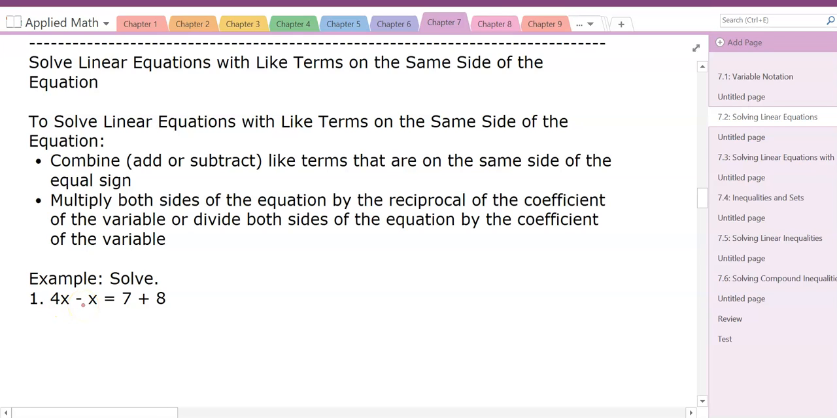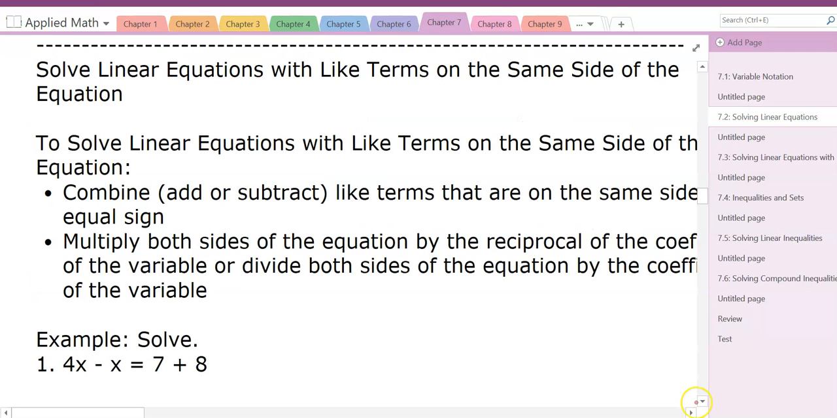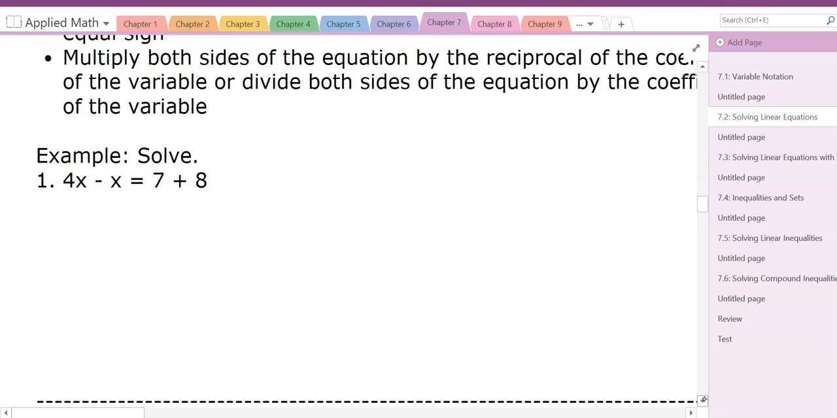Same with like numbers. If you have a bunch of numbers that are added or subtracted, you want to combine those first and then try to solve it. So for this one, I've got 4x minus x equals 7 plus 8. So remember, if it's just an x by itself, there's technically a 1 sitting in front. So it's 4 minus 1, which would be 3. So this would be 3x equals 7 plus 8, which is 15. So I'm simplifying this now, so it says 3x equals 15.